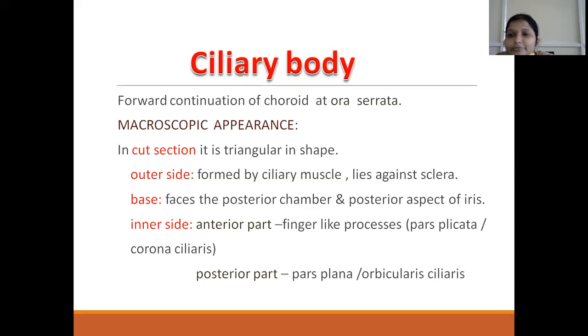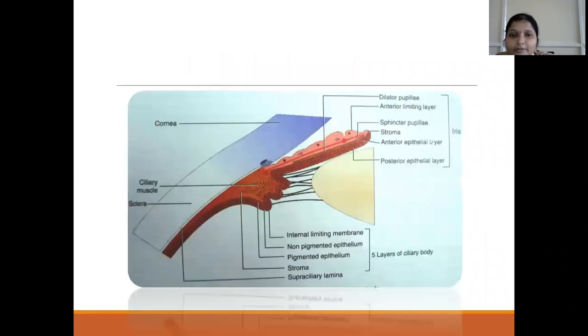The inner side is divided into two parts, the anterior part and the posterior part. The anterior part shows finger-like projections, that is called pars plicata. Plica means finger-like projections, and it is also known as corona ciliaris. And the posterior part is smooth, so it is called pars plana, meaning flat. Orbicularis ciliaris is also another name for pars plana.